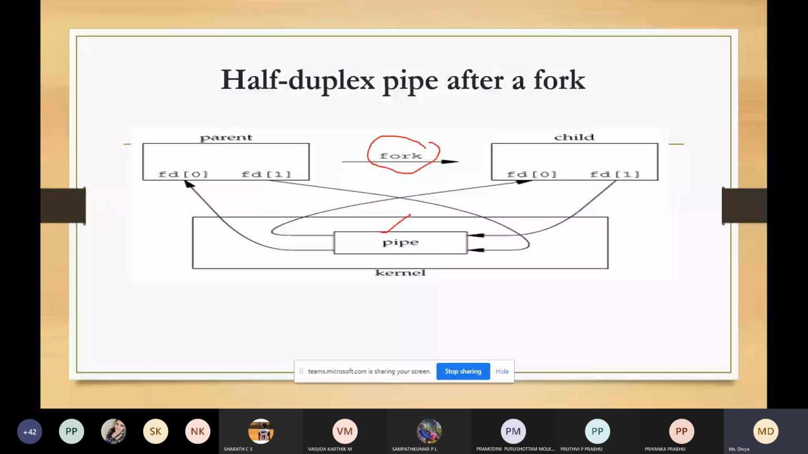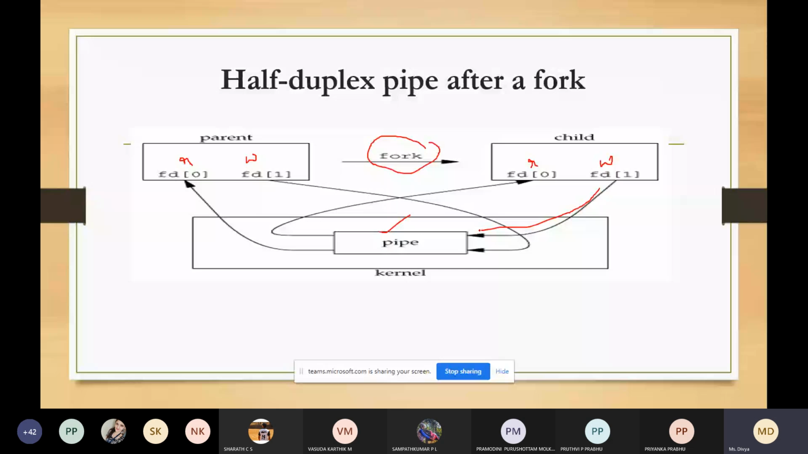Here you can see that the parent process has two descriptors, one for reading and another for writing. Similarly, the child process has two descriptors, one for reading and another for writing. Now the parent and the child can communicate using the pipe. Let us assume that the child wants to send some data to the parent. The child writes the data, and then the parent will read the data.